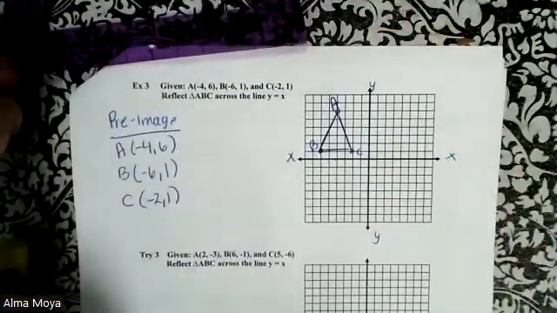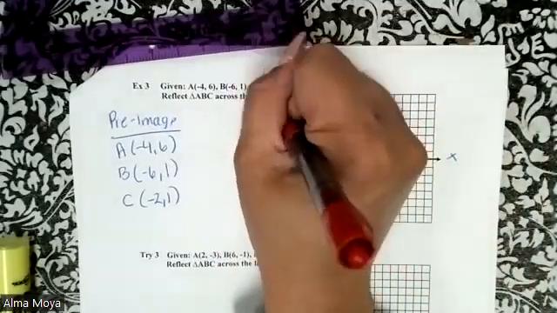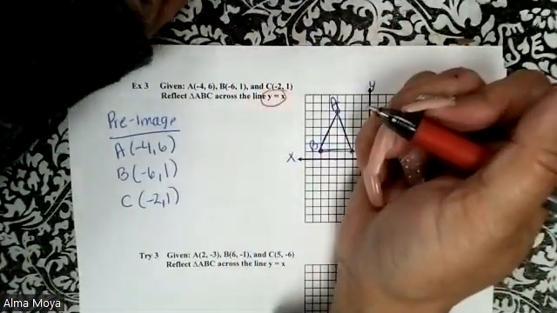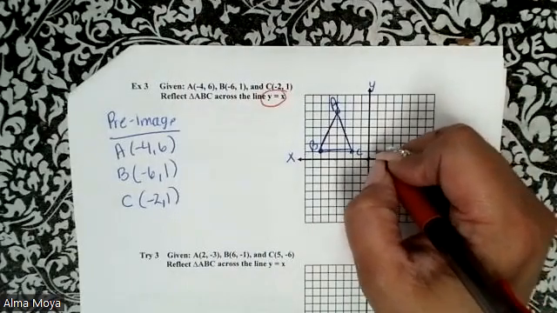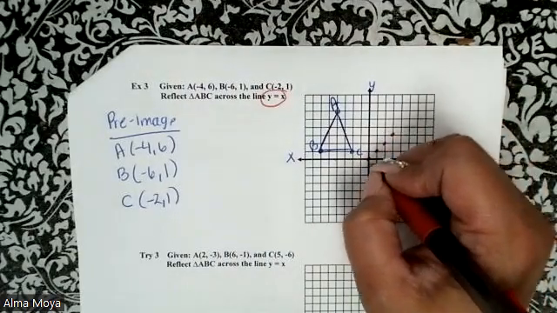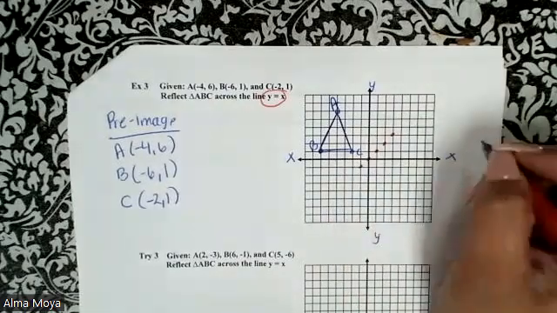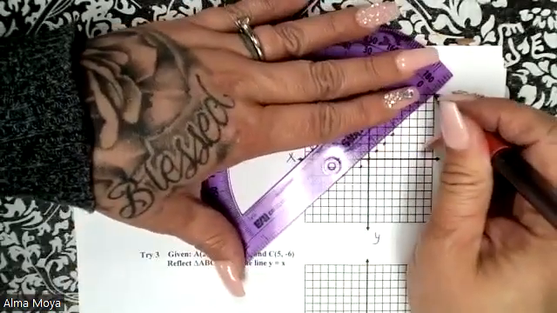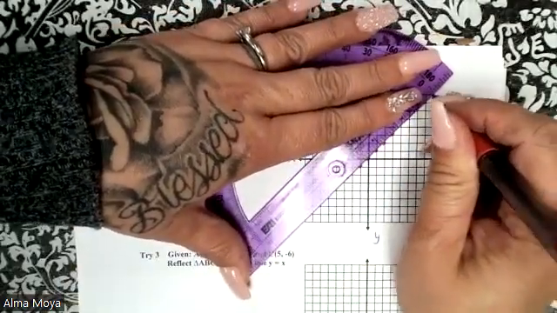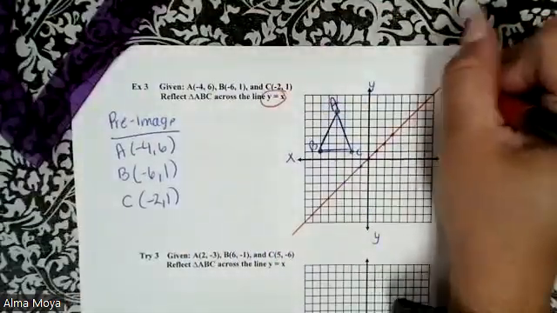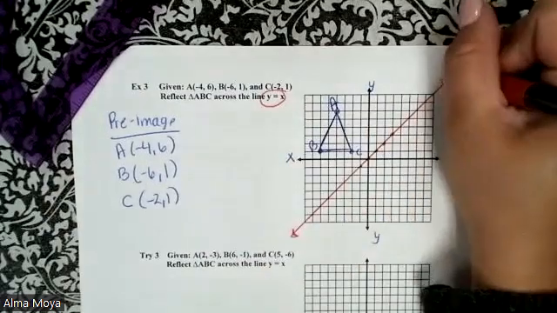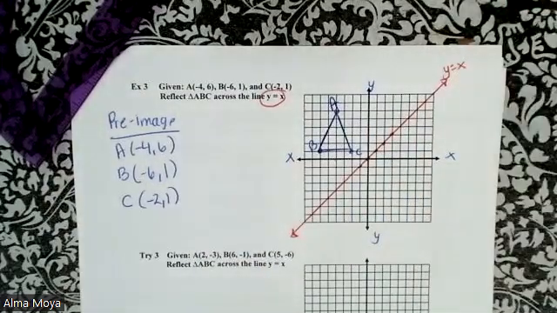Now, when you're reflecting across the y = x line, the y = x line is whatever x equals y equals. So at 0, you have 0. At 1, you have 1. At 2, you have 2. At 3, you have 3. At -1, you have -1. It's just this diagonal that's going across. This is going to be your reflection line, y = x.